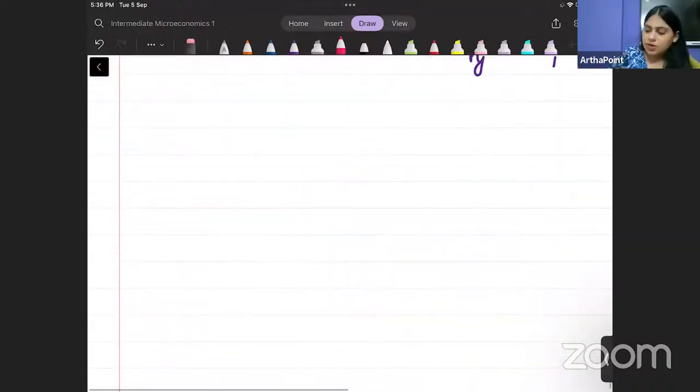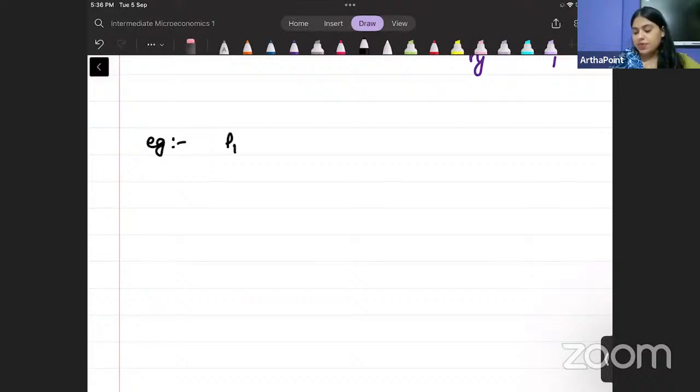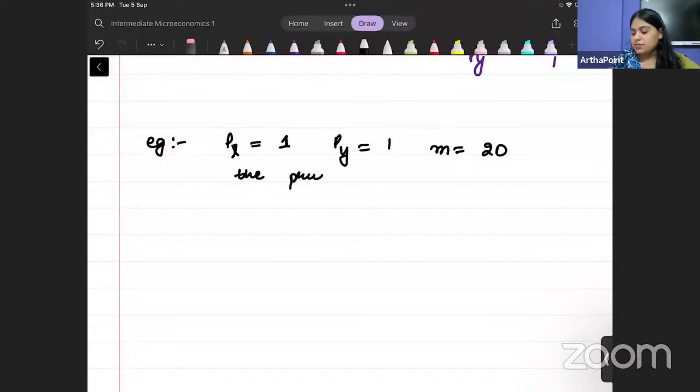Let's take an example. Suppose, let's continue with the same example. Price of good X, beta, is 1. Price of good Y is also 1. And income of the consumer is given to you as 20. And now I am telling you the price increases to 2.